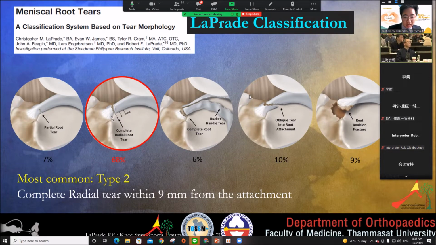This is the LaPrade classification. The most common type is type 2, a complete radial tear about 9 millimeters from the root.